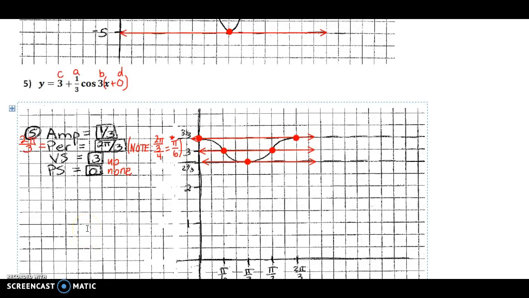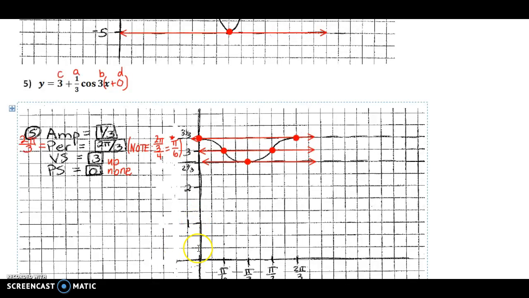The vertical shift was from our c value of positive 3, so you can see that my midline was shifted up 3. You can see that I went up 1/3 and down 1/3 to get my upper and lower amplitude, so I had to use sort of a different scale here. I went by thirds on the y-axis.